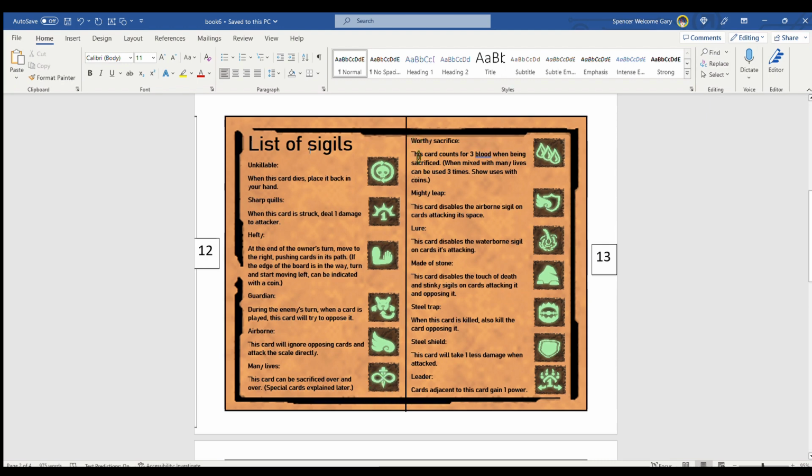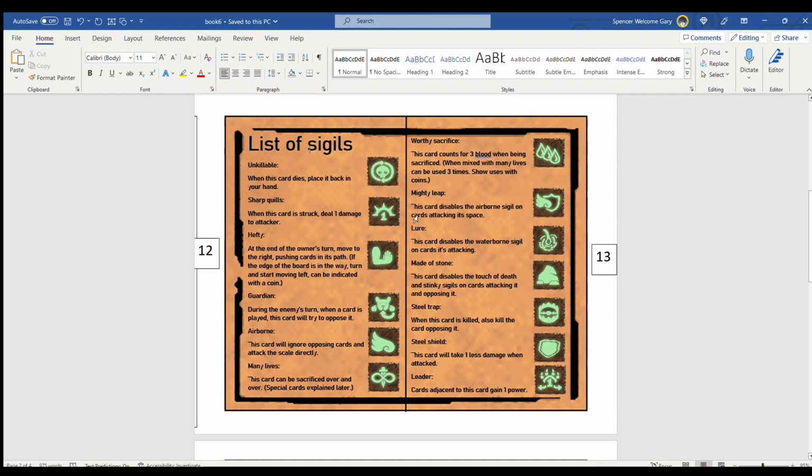Worthy sacrifice. This card counts for 3 blood when being sacrificed. And when this is mixed with many lives, it can be used 3 times only. And you can show that using coins. This is mainly because there's a card in the game called Pharaoh's Pets, which I added, and it has this sigil and this by default on it. And if you could sacrifice that over and over again, it is a little OP. So, anyway, that's a special rule for when you mix these 2 sigils.